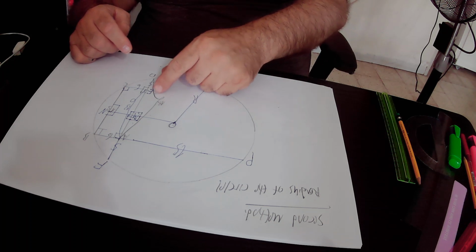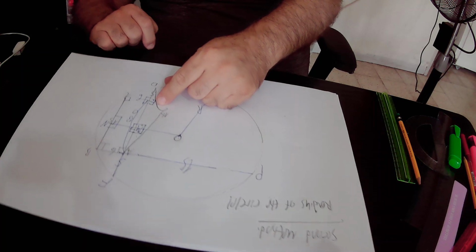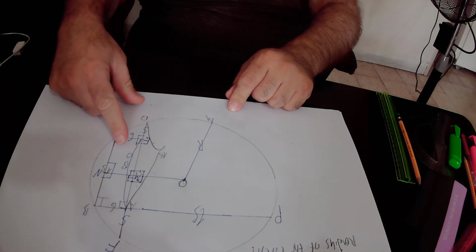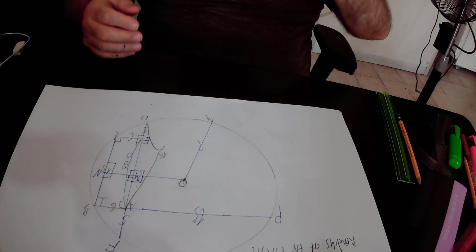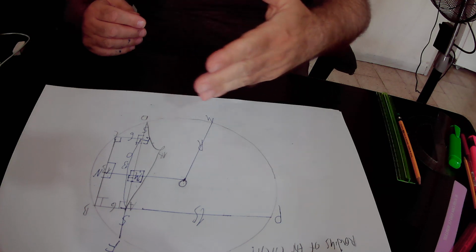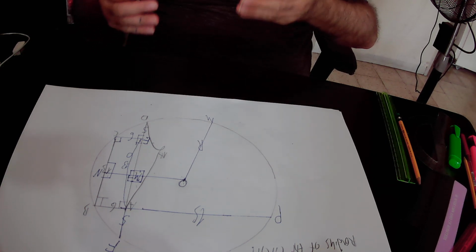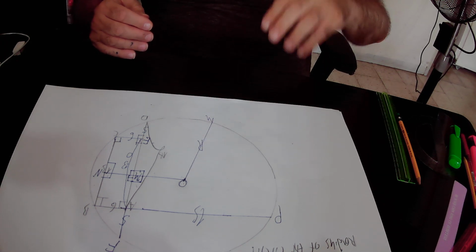What is the value of AD? AD equals... what is the value of ED? ED equals AD minus AE. AD equals 18, AE equals 13. AD minus AE is 18 minus 13, that is 5. So we found out that ED equals 5 units.